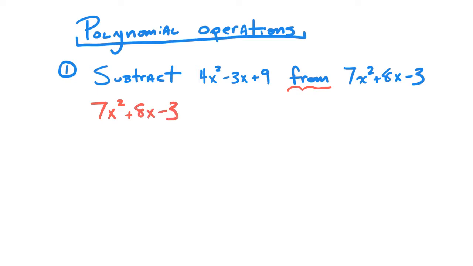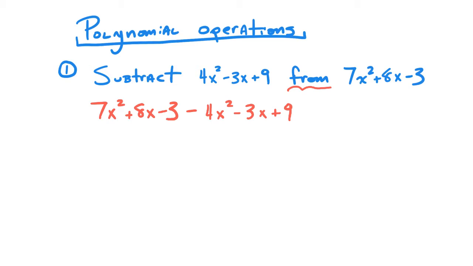It's saying we're starting with the 7x squared, because we're taking away something from it. So even though the order is the exact opposite, we're going to write it like this. And there's one thing that my math sentence, my expression, whatever you like to call it, is missing right now, and that is parentheses.